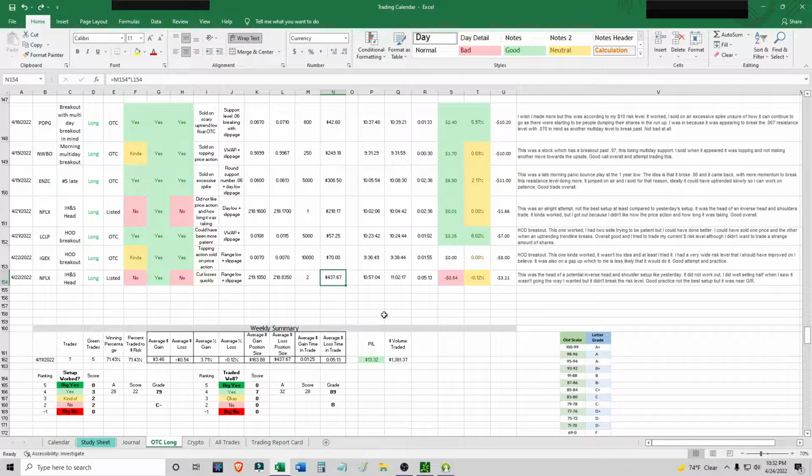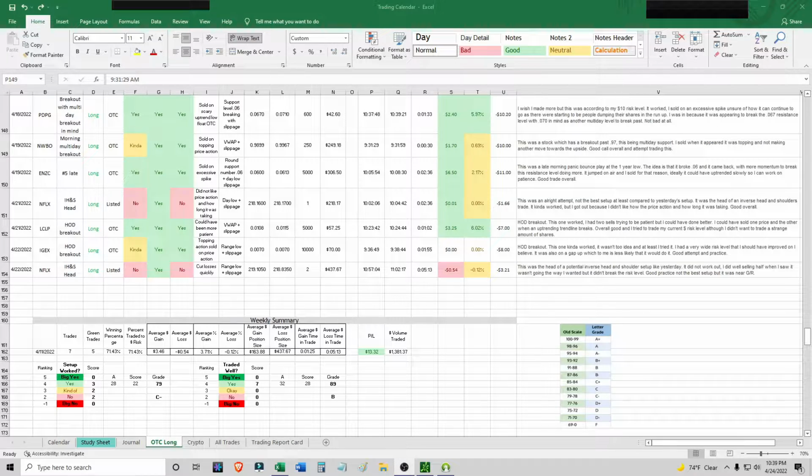And yeah, let's go ahead and go over the setups. Again, it's not very many, and yeah, I look forward to it. Even if it doesn't work out well this week, I'm gonna try trading a $15 risk level. And yeah, let's go over these trades right here. All right, let's look at the first trade, which is PDPG, which was a very long description, breakout with multi-day breakout in mind. Let's look at PDPG for the 18th.